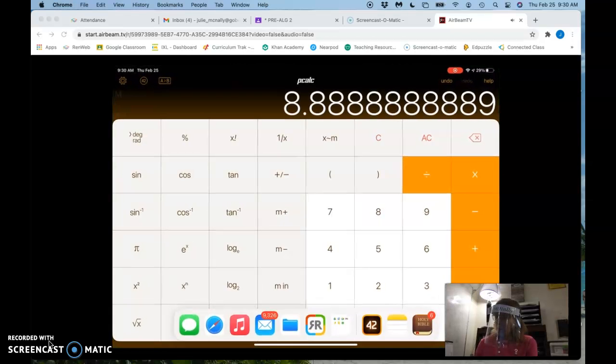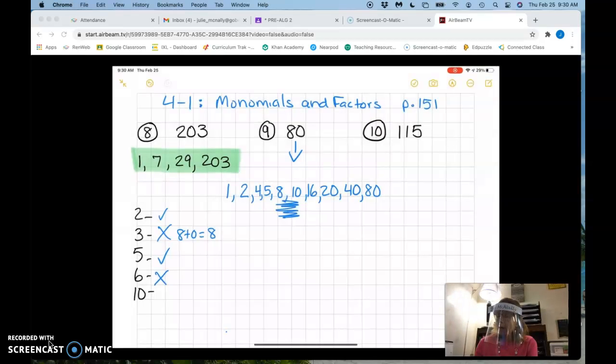So once your numbers kind of meet in the middle like that, you're done. Nothing else is going to go into 80 because you have come down both sides. You've come from the largest side and the smallest side, and you've met in the middle. And so those are all the factors of 80. So 80 has 1, 2, 3, 4, 5, 6, 7, 8, 9, 10 factors.